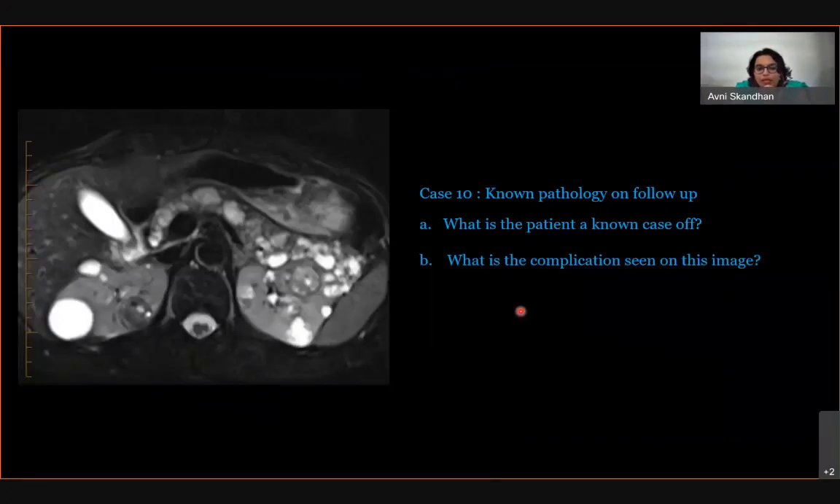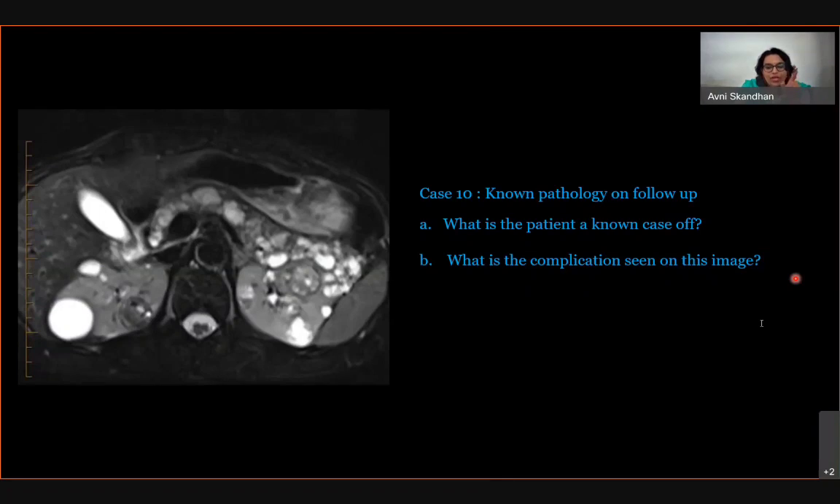Now, what do you think of this image? What are the findings here? Or what is the diagnosis of this patient? Just tell me what is the diagnosis. Yes, this is VHL. The previous one, we were seeing multiple angiomyolipomas. That was tuberous sclerosis. Somebody said VHL there.